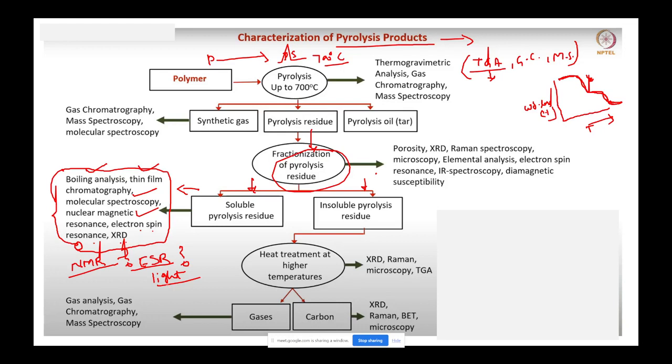Do you use these techniques? I haven't used these techniques, but I have learnt about them. Okay. So are you from chemistry or which background? Material science. Okay.